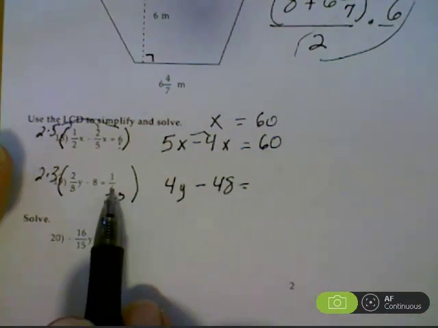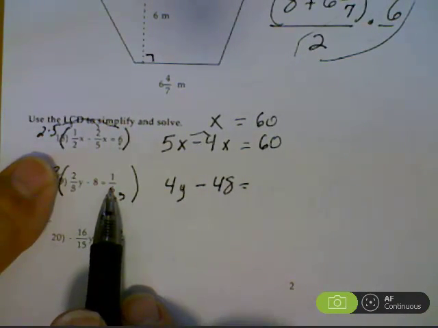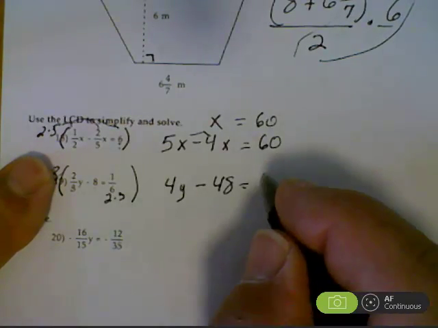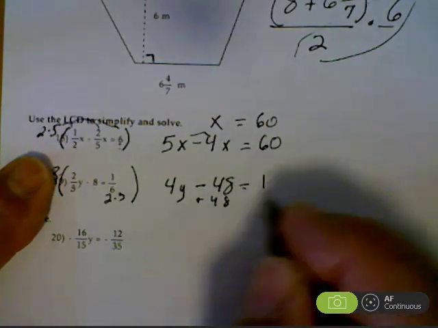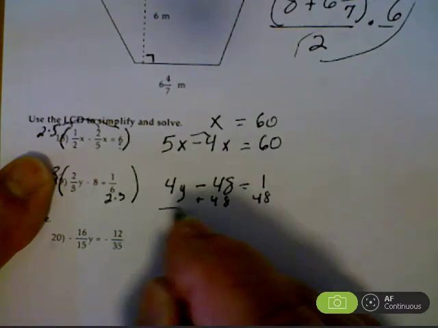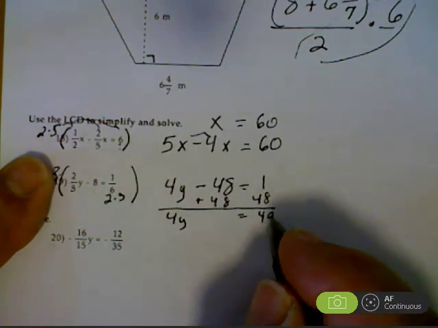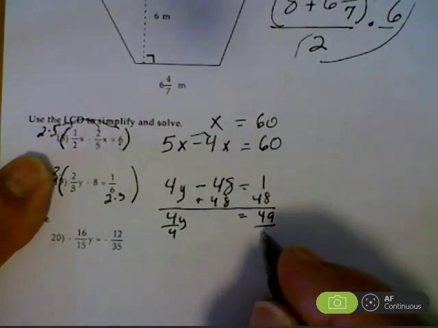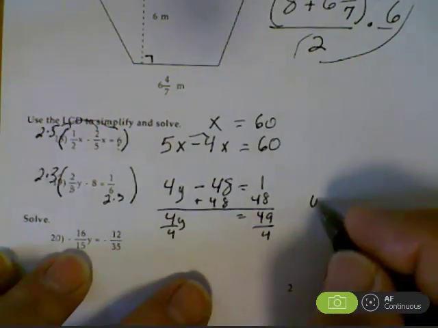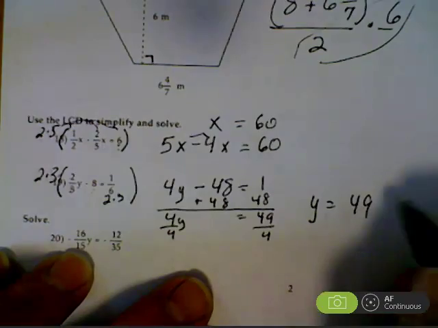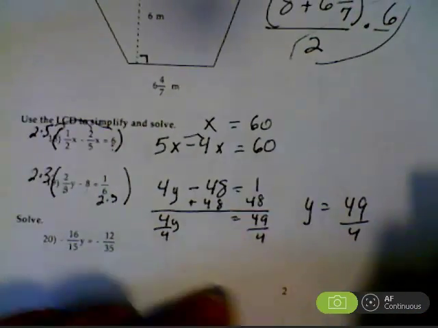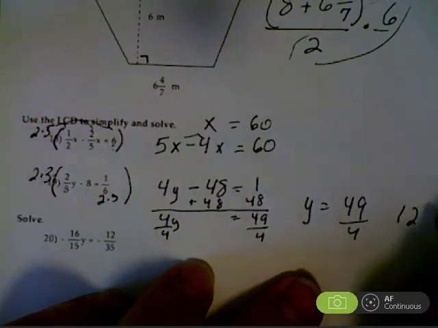And when we cover the entire 2 and 3, we see that that is supposed to equal 1. So when we add 48, step number 3 with our long line, we see that 4y equals 49. And when we divide by 4, we see that y is 49 fourths, or 12 and a quarter.